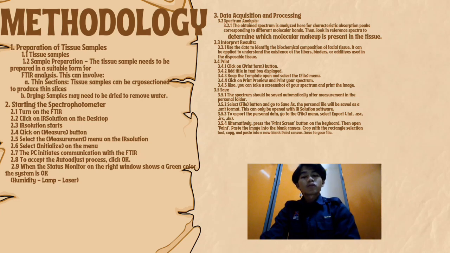5 is save. The spectrum should be saved automatically after measurement in the personal folder. Select the file button and go to save as. The personal file will be saved as SMF format. This can only be opened with the IR Solution software. To export the personal data, go to the file menu and select export, text ASCII, RSDX.